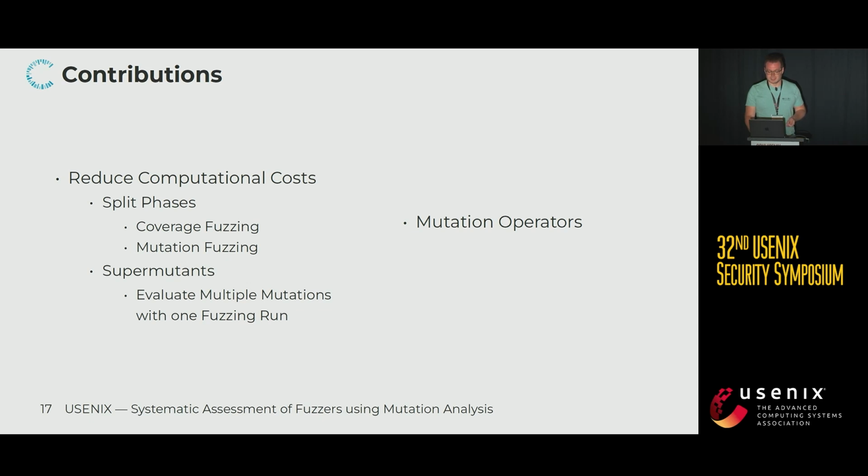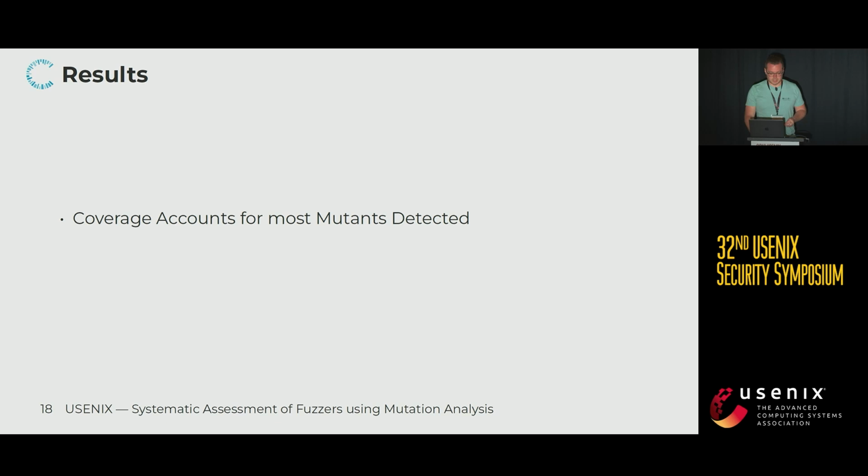Then we also provide a set of mutation operators. Those are traditional operators and, well, security-specific operators. And, well, you can find the full list in the paper. So what are our results? Well, we see that coverage accounts for most of the mutants that are detected. And we can see that the results are pretty much similar to what you get from FuzzBench.